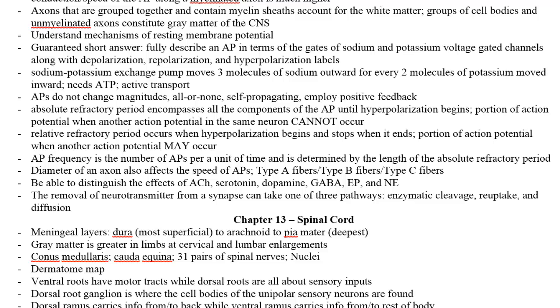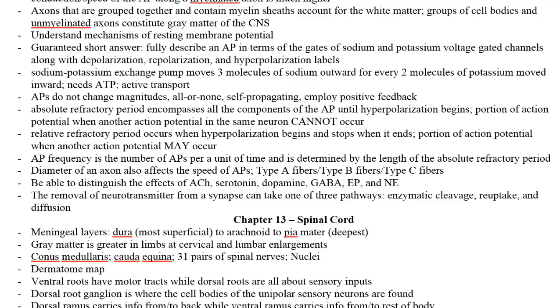All right, so finally, the removal of these neurotransmitters from their pathways involves one of three ways, and that is enzymatic cleavage. We talked about that for acetylcholine. In this particular case, we had acetylcholinesterase that cleaved the acetyl group from the choline group. The choline group was taken back up by the presynaptic neuron, and the acetyl group just floated off and diffused away.